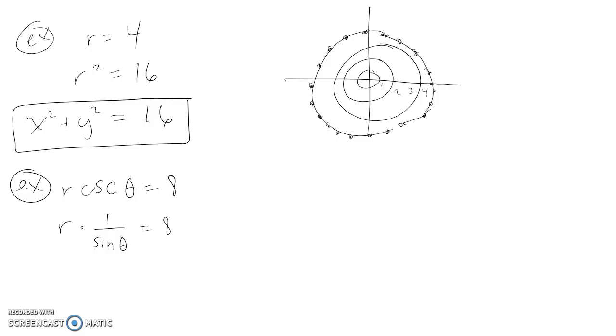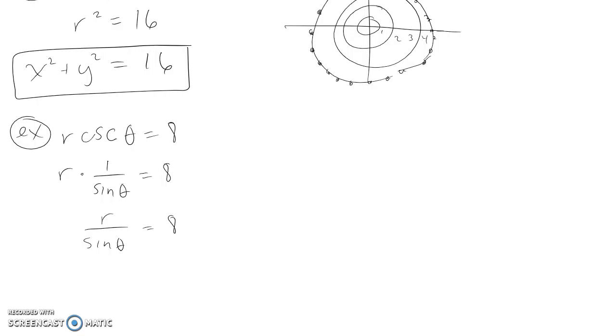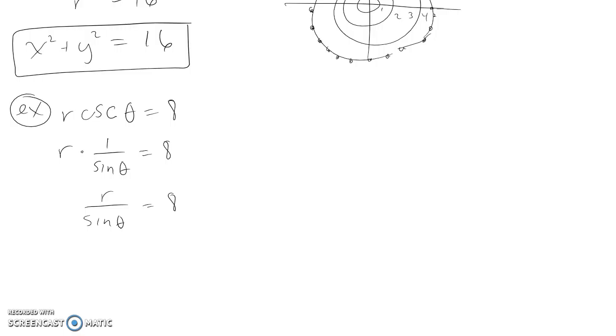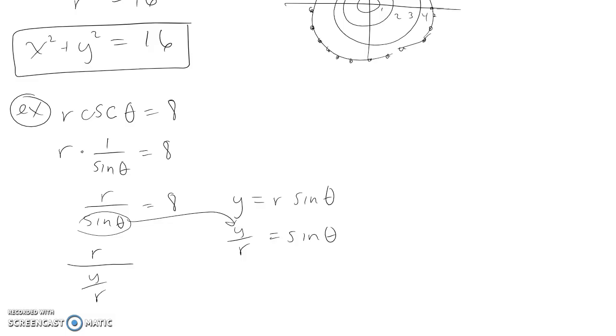Okay, that's the same thing as r over sine theta is equal to 8. So I've got my theta. Now I know that y, if I want to go into rectangular coordinates, is r sine theta, right? So it turns out that y over r is sine theta. So what I'm going to do is I have the r already from the equation. I'm going to replace this sine theta here with y over r because it's equal to it.